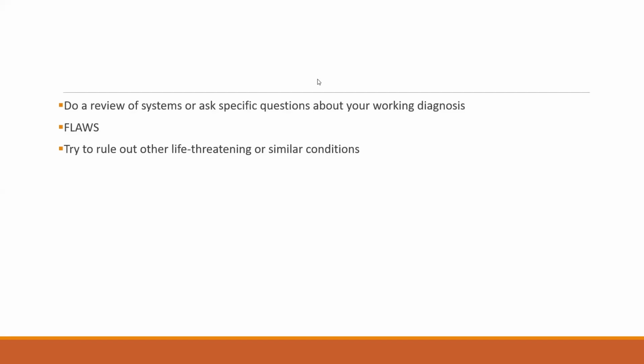Because when you reviewed your system, when you asked about difficulty breathing, it helped you. When you asked about the character of the pain, is the pain there every time? Does it come and go? Does this pain spread? It has actually helped you narrow the differential, so you know what you're working with. So you have to rule out other life-threatening or similar conditions. So think of things that could kill this patient with chest pain.